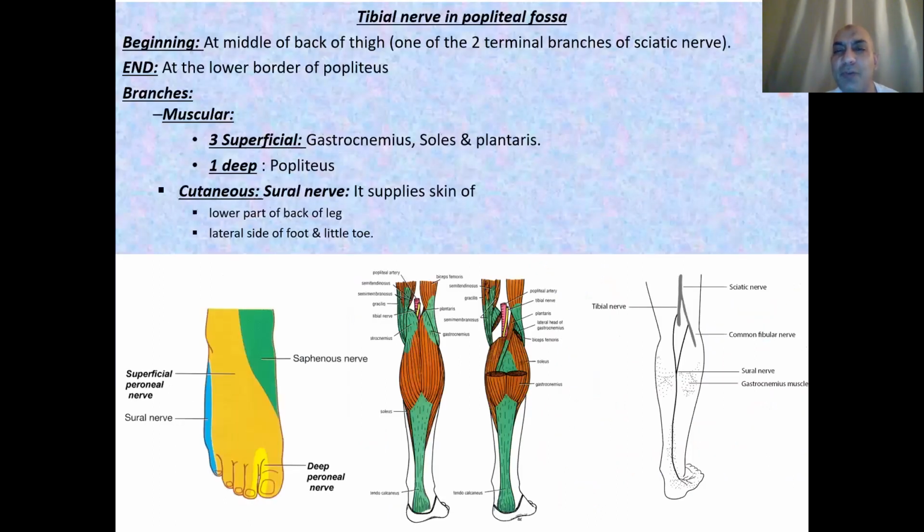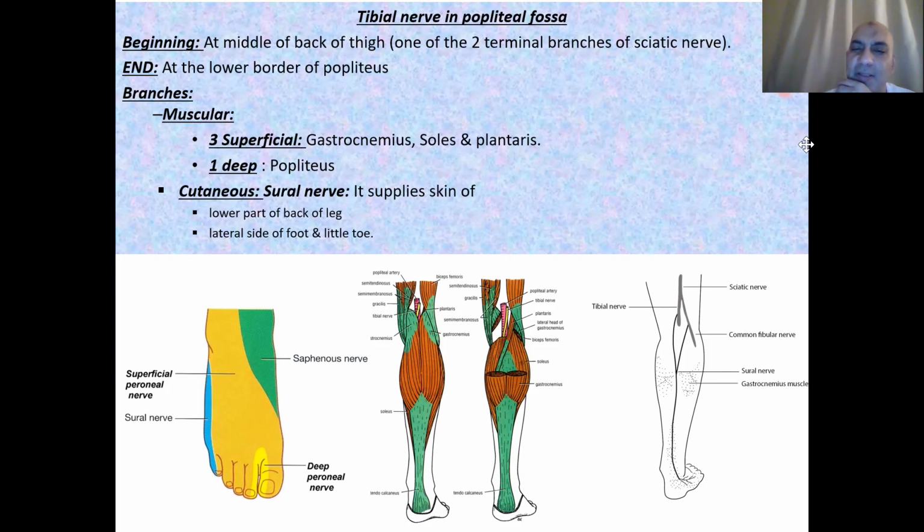Tibial, I'm going to divide for simplicity, the tibial nerve in the popliteal fossa. It begins at the middle of the back of the thigh, towards the termination of the sciatic nerve. It ends at the lower part of popliteus, where it becomes the tibial nerve in the leg. About the supply, we have muscular and cutaneous.